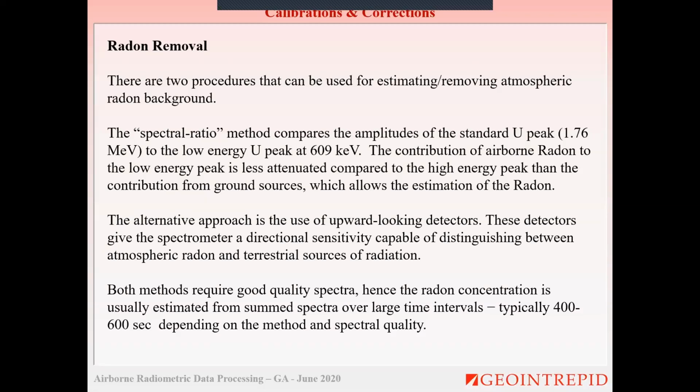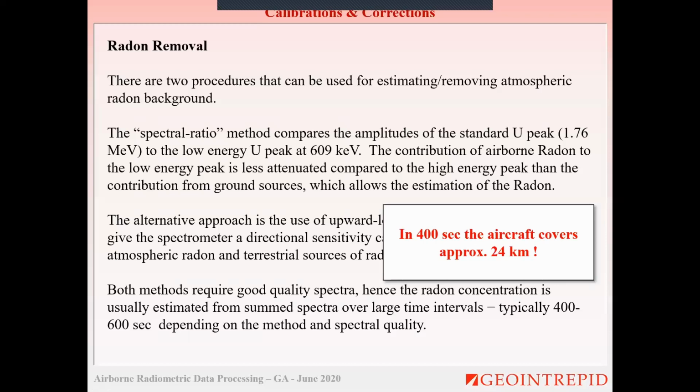Both methods require relatively good spectra, and the traditional approach to do that actually is just summing up the spectra over large time intervals, and then you apply the radon correction for that specific time interval. Typically 400 to 600 seconds of observations are summed up. The problem with that is that in 400 seconds, the aircraft covers approximately 24 kilometers. Radon is a very volatile gas that is pumped into the air by pressure changes. So the assumption that radon concentration is constant over 24 kilometers is a bit, let's say, optimistic.